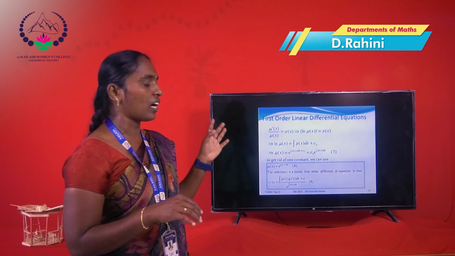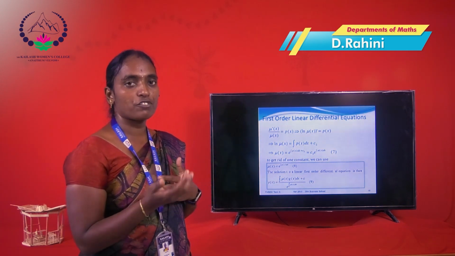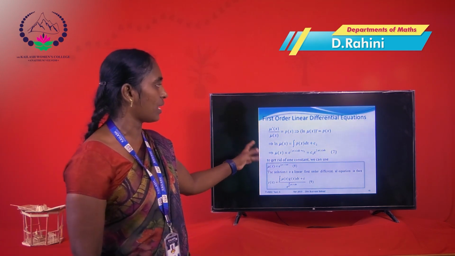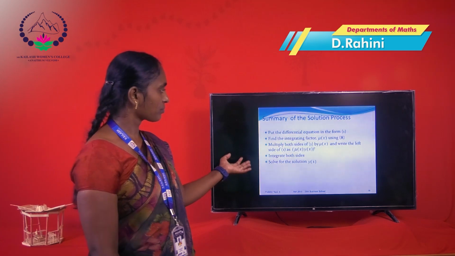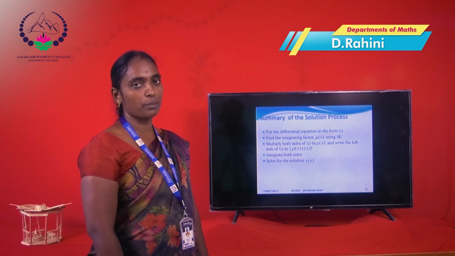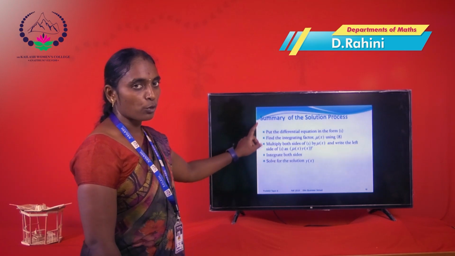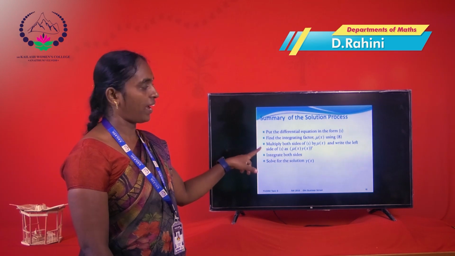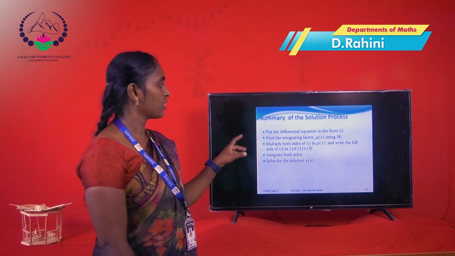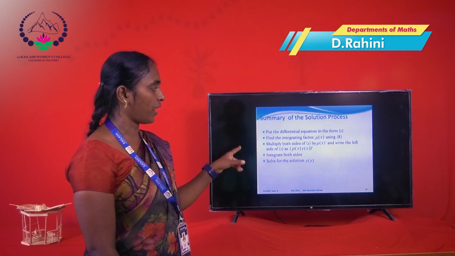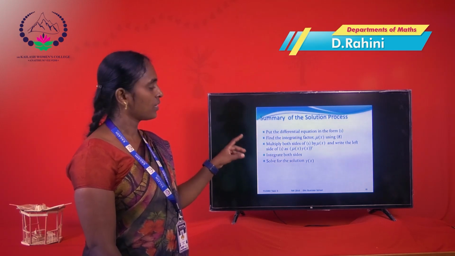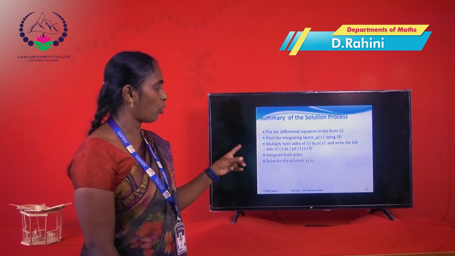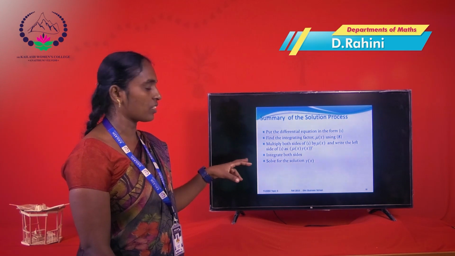In this basic of ordinary differential equations, we have to see some basic examples. I will summarize the solution process. First step, put the differential equation in the form 1. Next, find the integrating factor mu of x using 8. Multiply both sides by mu of x and write the left side of 1 as (mu(x) y(x))'. The last step is to integrate both sides and solve for the solution y of x.